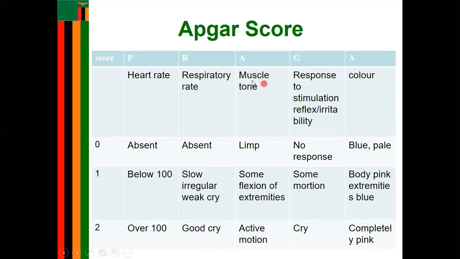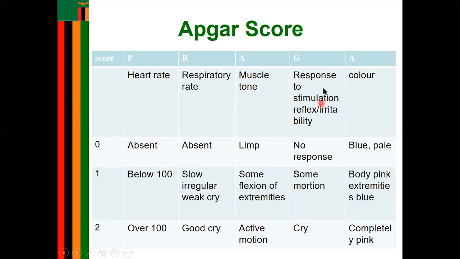Then when it comes to the muscle tone, if the baby is limp, you're going to give a score of 0. But if there is some flexion of extremities, if the baby is able to raise some legs or some hands, you give a score of 1. But if there is active motion, if this baby is active, you'll give a perfect score, which is 2.